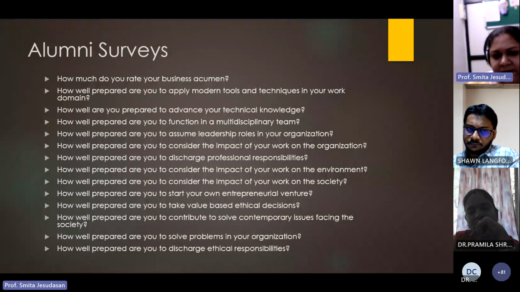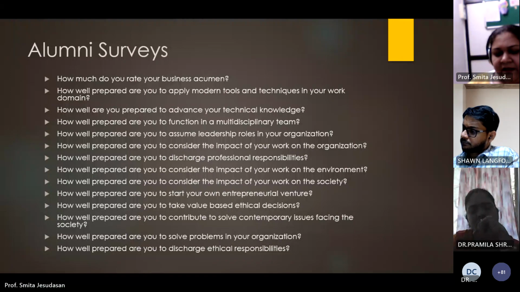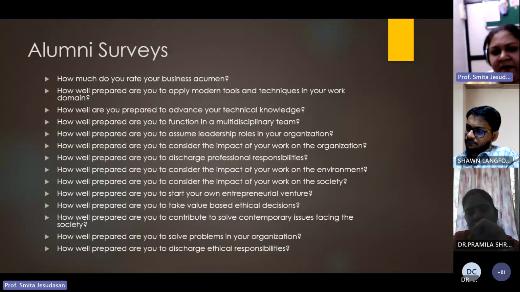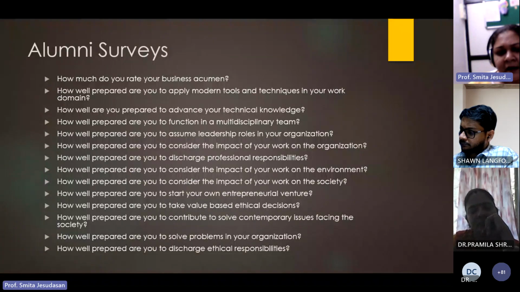So, the basic purpose of the alumni survey is to understand whether the MBA program given by you, the courses delivered by you, have helped the alumni in their professional career, have helped them in their corporate life, and have helped them in their career graph. So, for this reason, alumni surveys are important. And again, these have to be given on a Likert scale rating, either a 3-point scale or a 5-point scale.